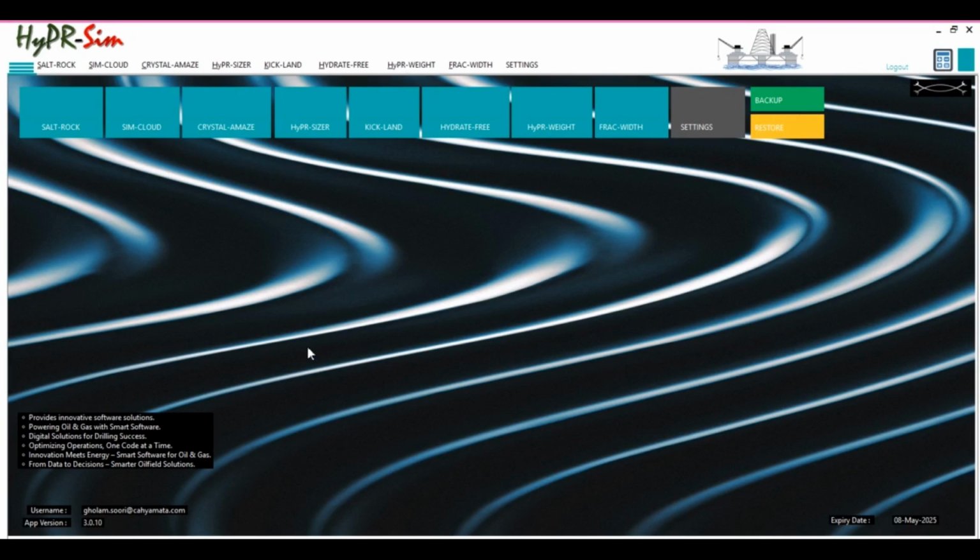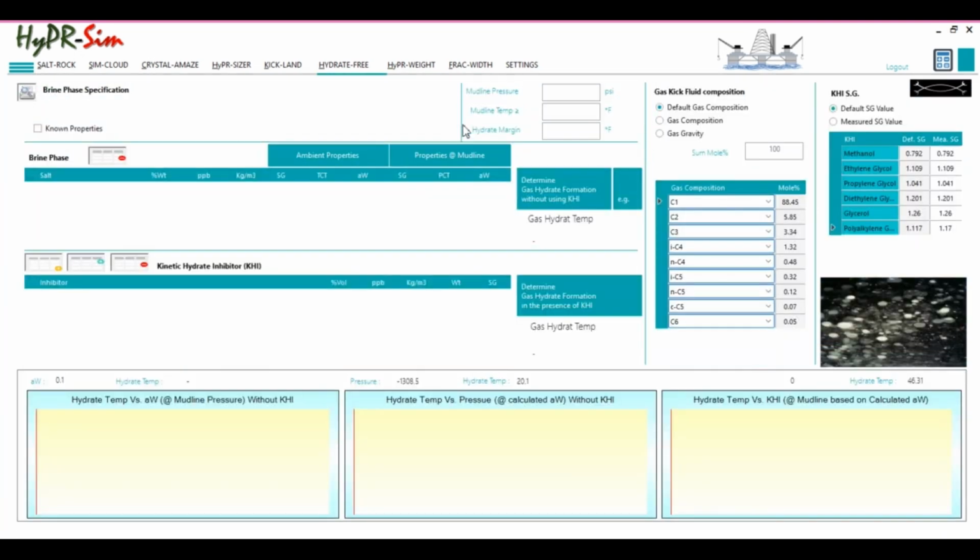Gas Hydrate Simulator Demonstration. HyperSim consists of several simulators. In this demonstration, we'll focus on the Hydrate-Free Simulator. The gas hydrate problem in deepwater drilling refers to the challenges and risks associated with the dissociation of gas hydrates in deepwater environments. Gas hydrates are crystalline solids composed of water molecules that form a lattice structure, trapping gas molecules, typically hydrocarbon C1 to C7, under high pressure and low temperature conditions.